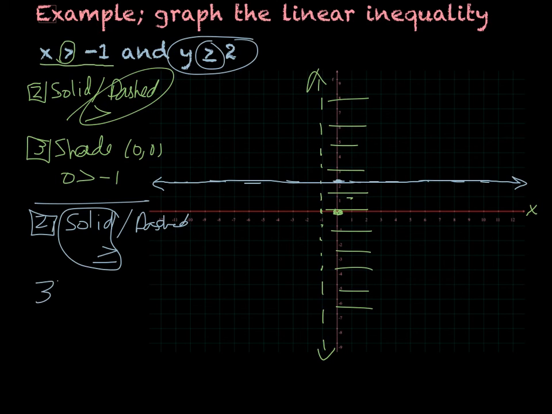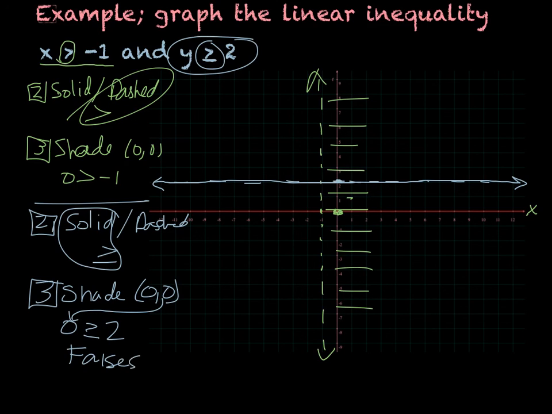And then finally, step 3, pick a point to do your shading. So again, I'm going to pick 0, 0, and I have 0 is greater than or equal to 2. This is a false statement. So here's my point 0, 0. This is a false statement, so I have to shade away from that line.